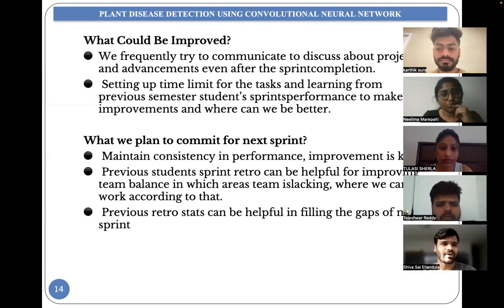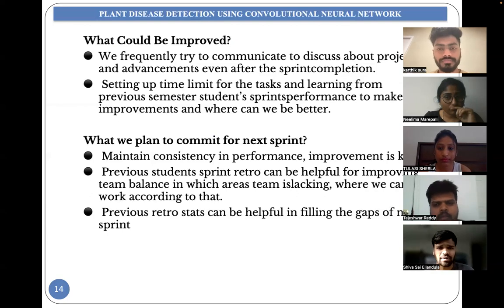Now we are going to discuss what could be improved. We frequently try to communicate to discuss the project and the advancement after every sprint completion. And setting up a time limit for the task and learning from previous semester students' sprint performance to make more improvements, where we can be better, and what we plan to commit to for the next sprint. To maintain consistency in performance and improvement is the main key. Previous students' sprint retros can be helpful for improving team balance, in which areas the team is lacking, so we can work according to that. Previous retro stats can be helpful in filling the gaps of the next sprint.